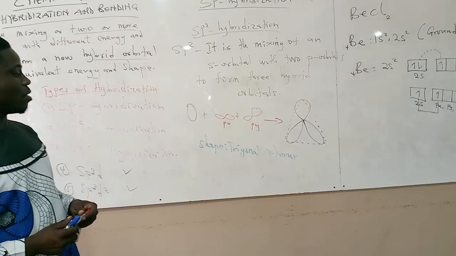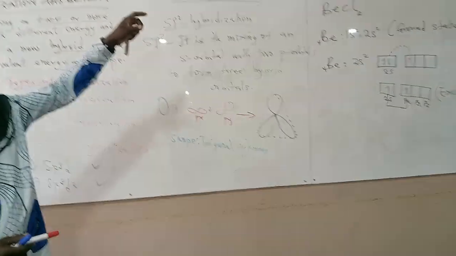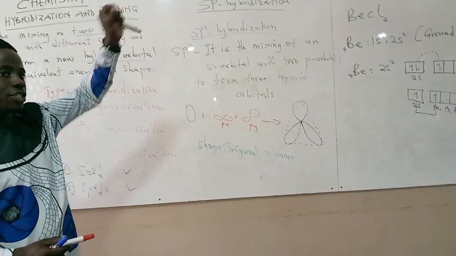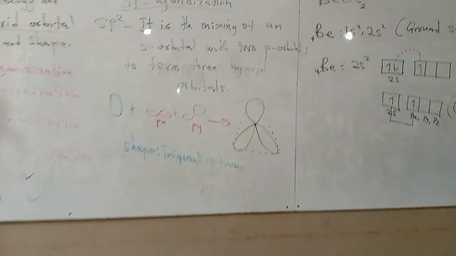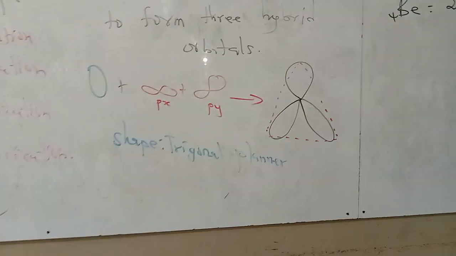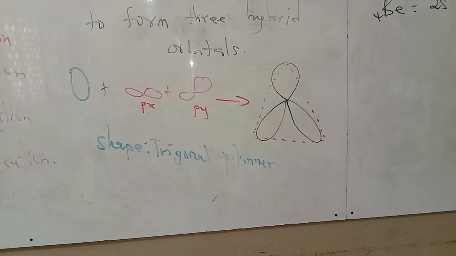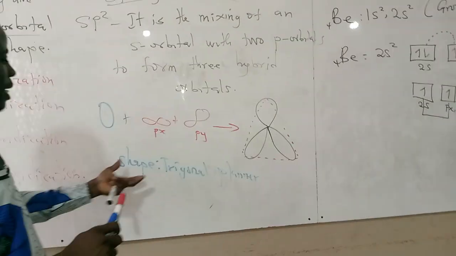So this is the shape of the sp2 hybrid orbitals. There is a difference between geometry and shape. When you are doing VSEPR theory, I will lay emphasis on the difference between them. They have some similarity, but they are not the same. So this is the shape.